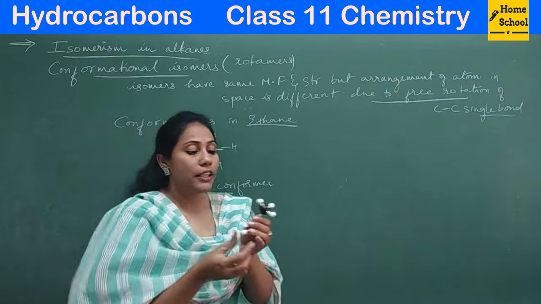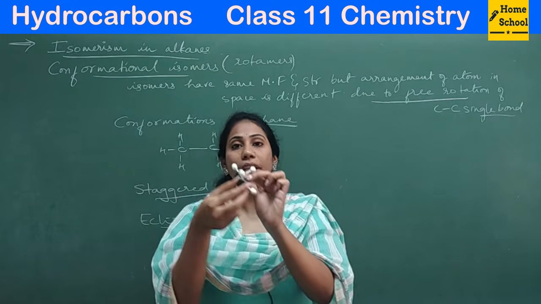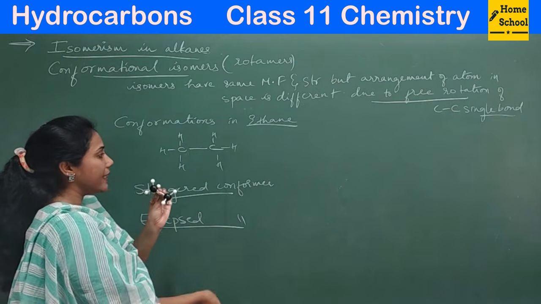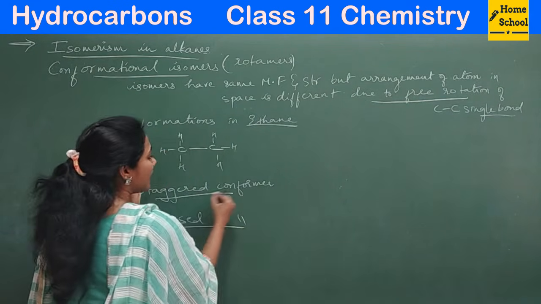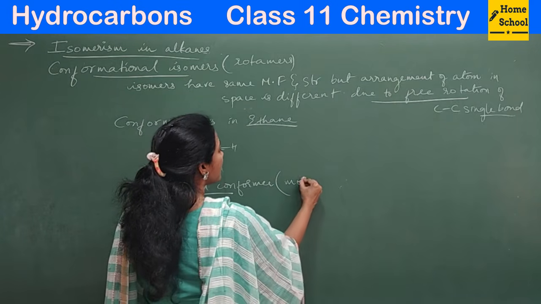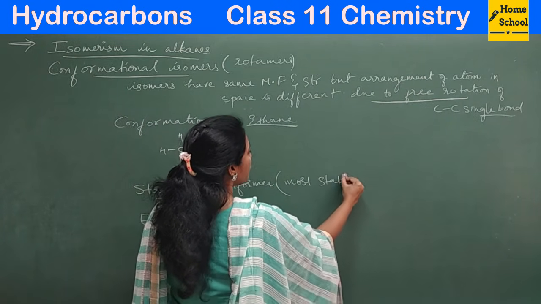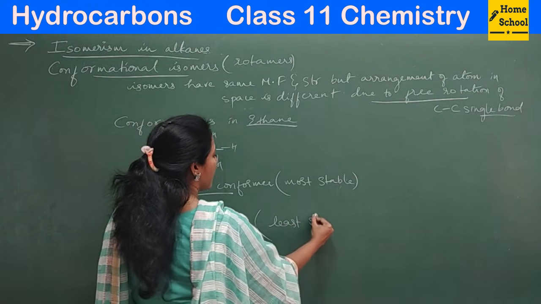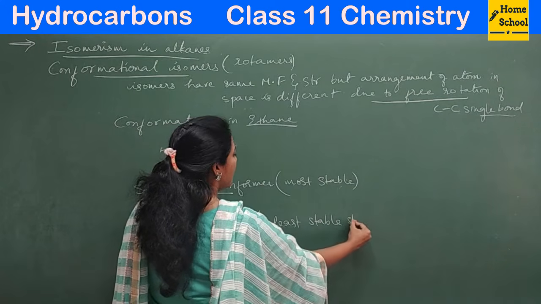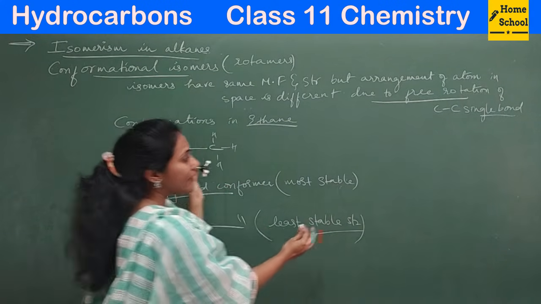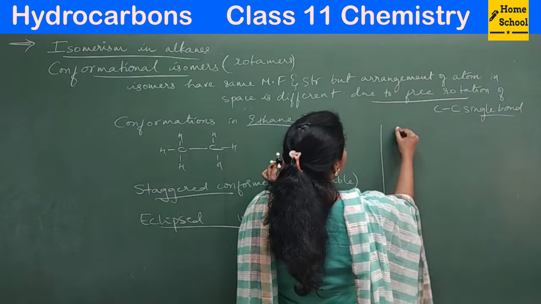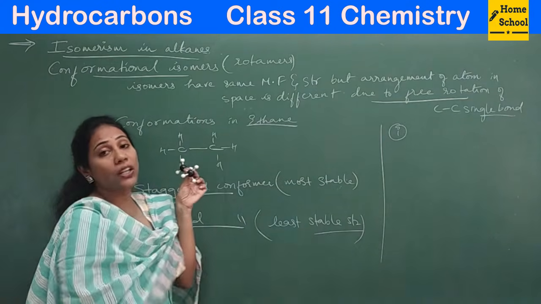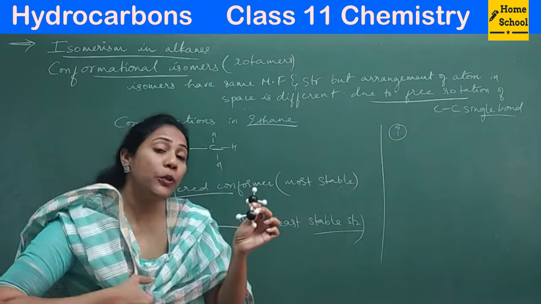Okay, so now you just observe one thing, guys. I'm going to talk about staggered conformer and eclipsed conformer. The staggered conformer is the most stable structure. Eclipsed conformer is the least stable structure. So I can represent these structures in two different ways. I can show it on a board, or we can write it on a paper in two different ways.